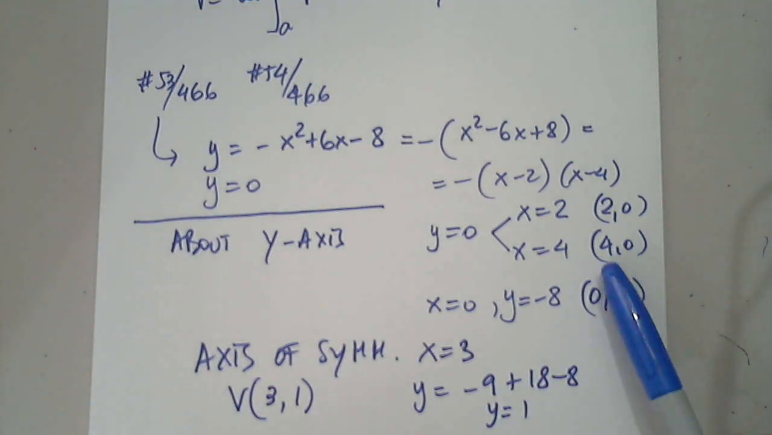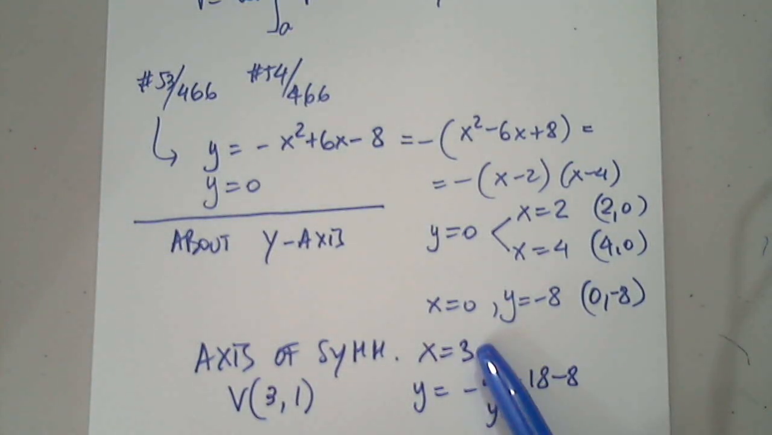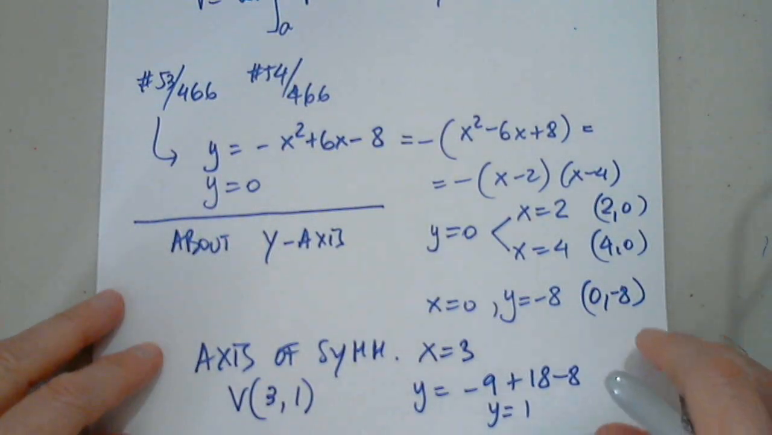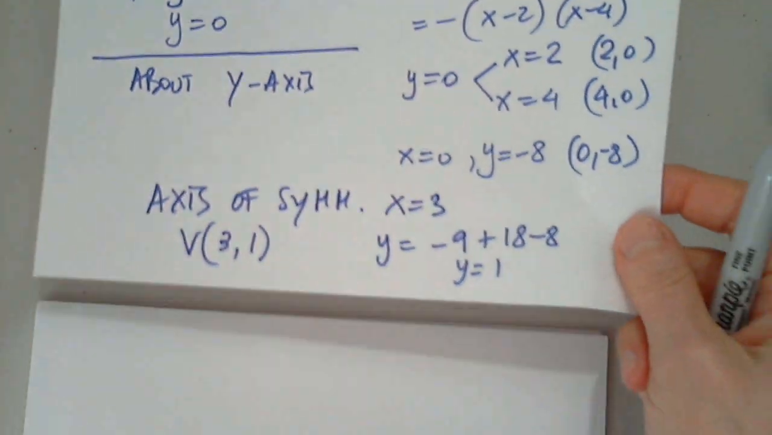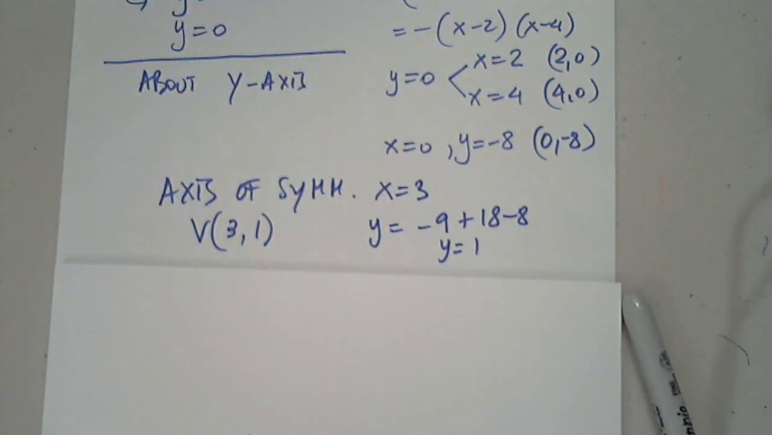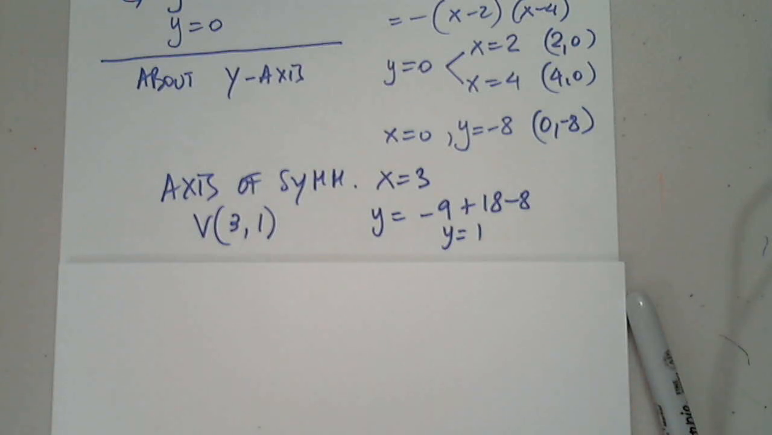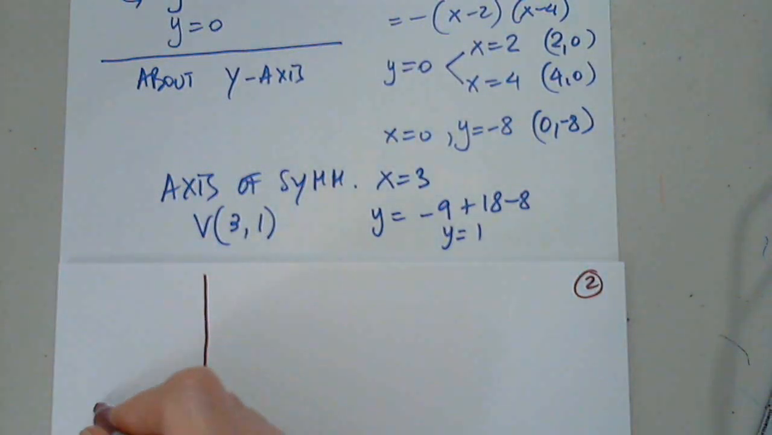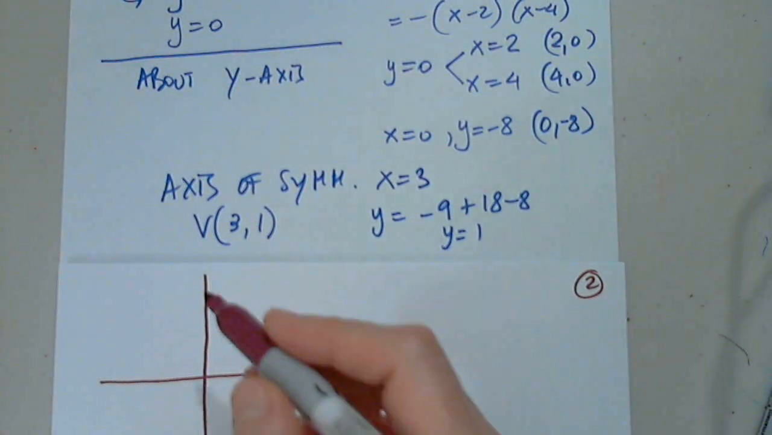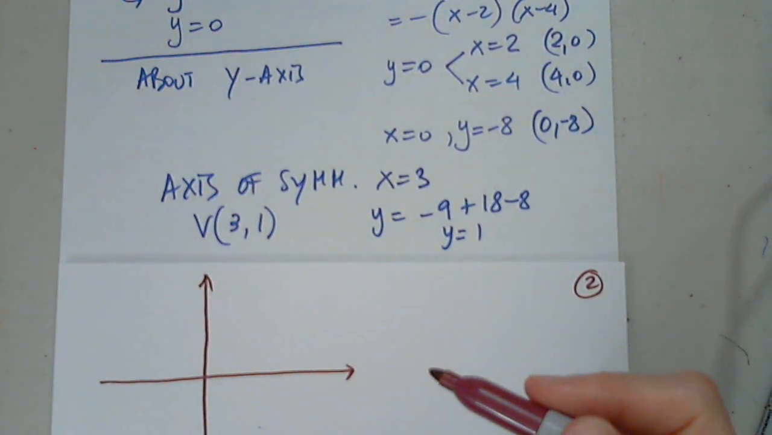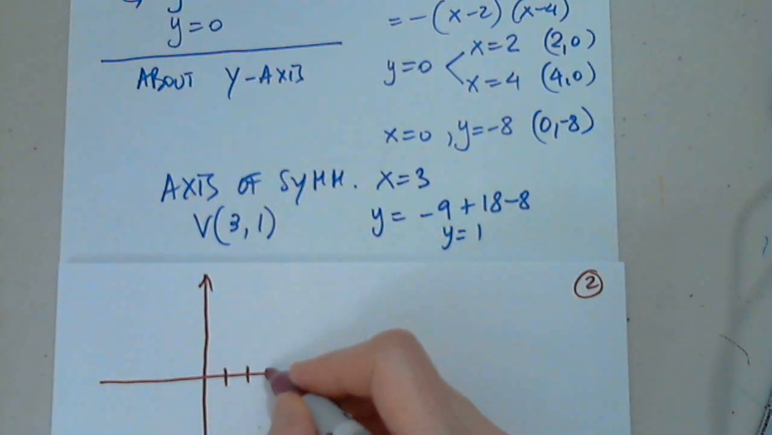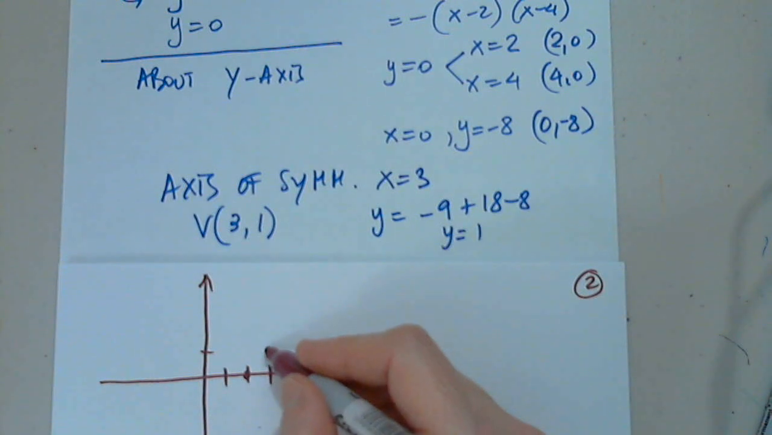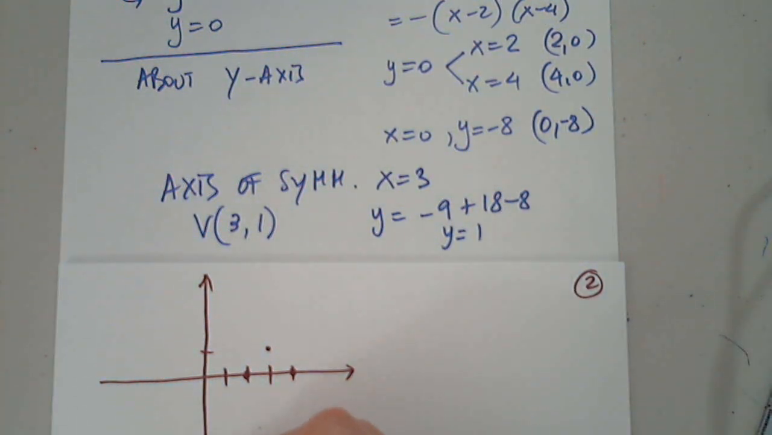So we determine x and y intercepts, we determine the vertex, we have the axis of symmetry, we are ready to graph this parabola. y equals 0 is a piece of cake. So let's do that. I'm on page 2. Good. So let's graph. 1, 2, 3, 4. 2 and 4, 3 and 1, and -8.